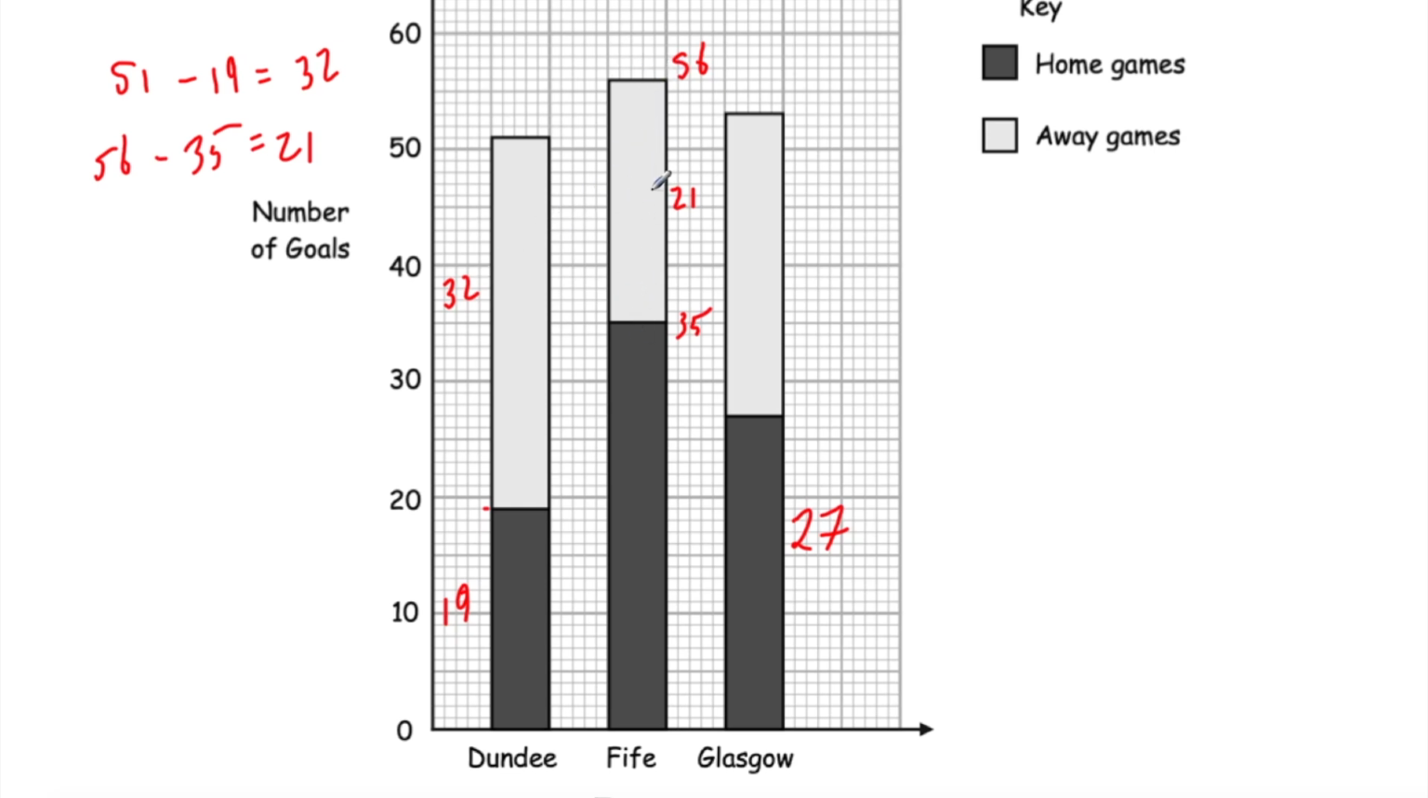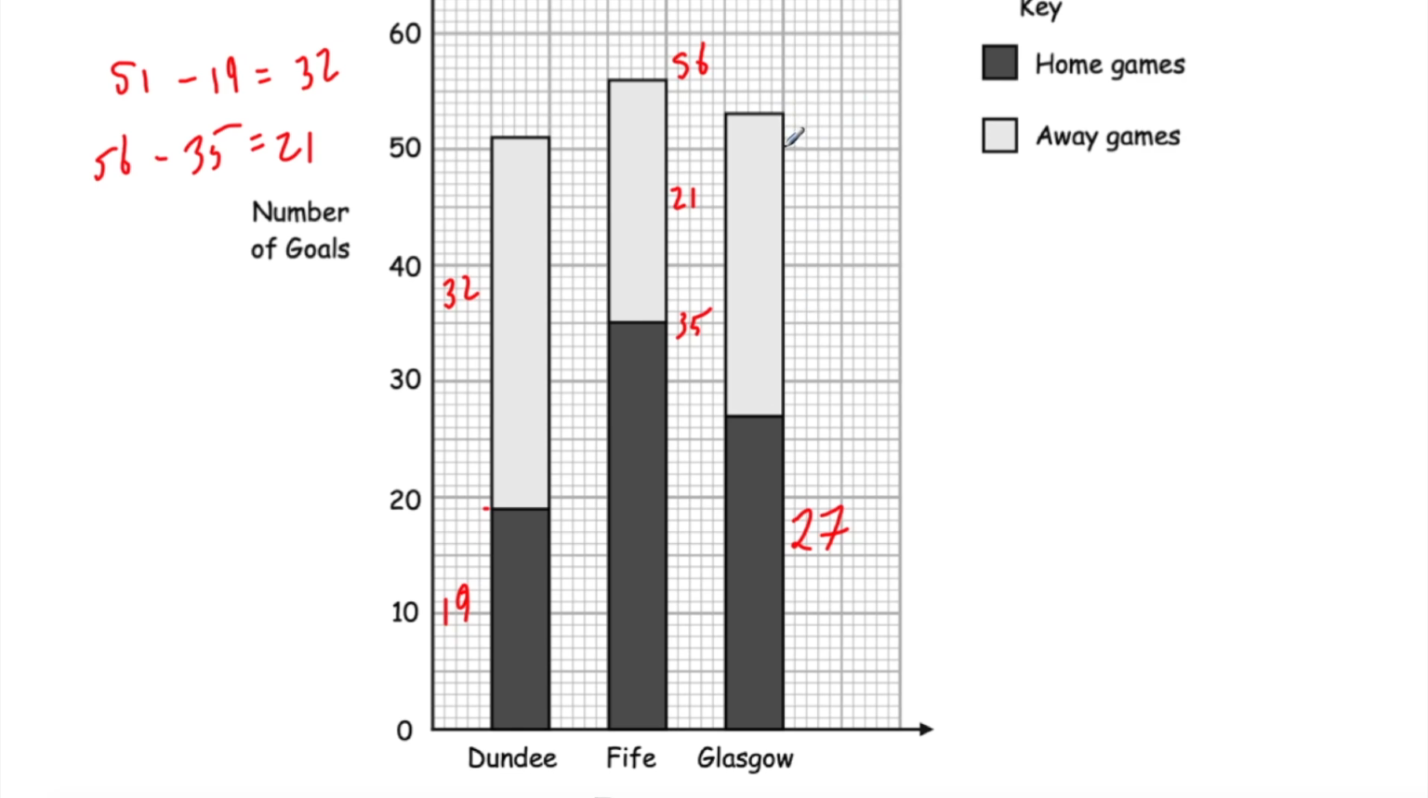Now, actually, we can stop at this point. Because Shona said Fife scored the most goals in their away games, you can say, well, no, Dundee scored 32. That's more than 21. So Dundee scored more goals in their away games than Fife did. I'm actually just going to have a look at Glasgow anyway, in case anyone looked at the Glasgow bar instead.